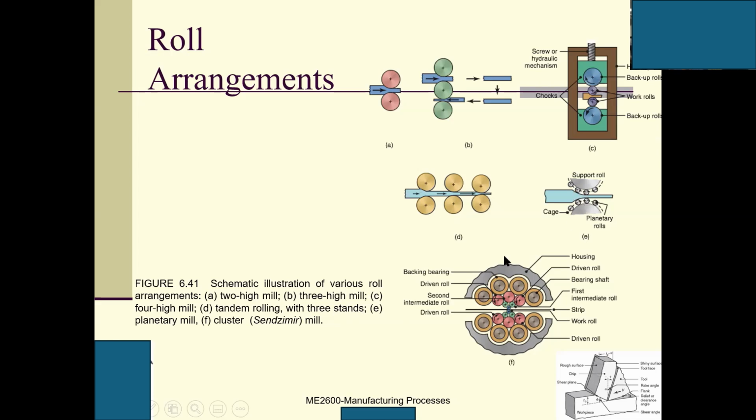It's very, very awesome. F is a cluster mill. This is very, very awesome. If you have a chance, just take a look. Maybe when you get an internship at rolling companies, you can go there and look at their very awesome improvements.